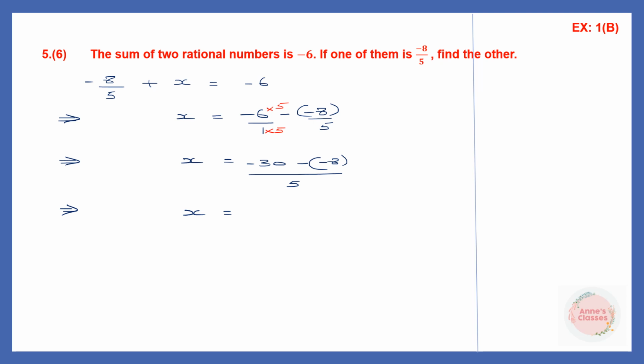x is equal to minus 30, minus into minus is plus, plus 8 by 5. So x is equal to minus 30 plus 8, sign of the bigger number and subtract. 30 minus 8 is 22 by 5. So the other number that we have found out now is minus 22 by 5.